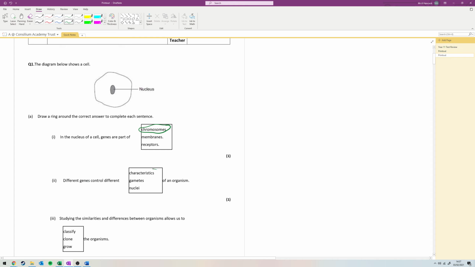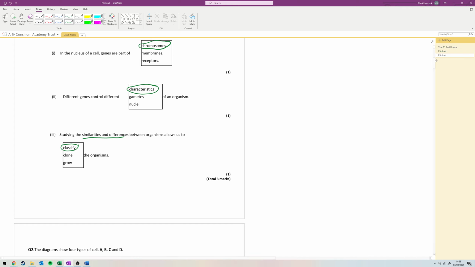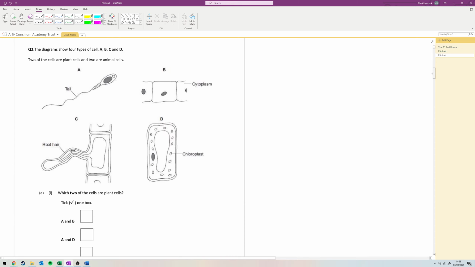Different genes control different characteristics of an organism, and studying the similarities and differences between organisms allows us to classify them. That is not something that you have learned yet, because we learn that later on in ecology, which is something you learn in year 11. But the whole point of this is that we can classify organisms so we know where they come from, and then eventually when you look at their DNA you can see actually how they're related to each other. So that's why we know that certain types of ape are 99.8% the same DNA as us, because we've looked at this, classified them, and then we've looked at their DNA and we found that out.